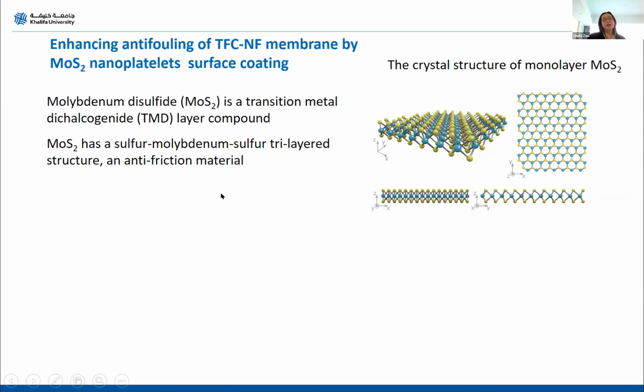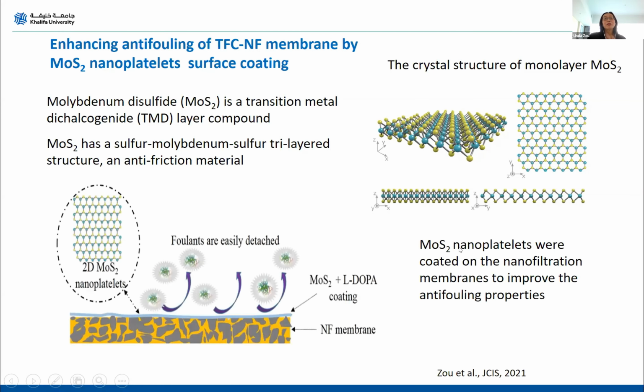Industry-wise, before nanotechnology came along, MoS2 powder was used as an anti-friction material, a so-called solid lubricant. In this research, we first synthesized molybdenum disulfide nanoplatelets, and then coated them on the commercial nanofiltration TFC membrane surface with the help of the bridging material L-DOPA, and studied its antifouling resistance property.